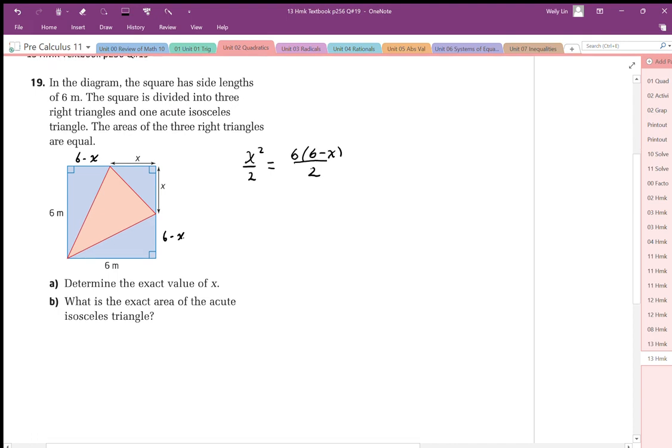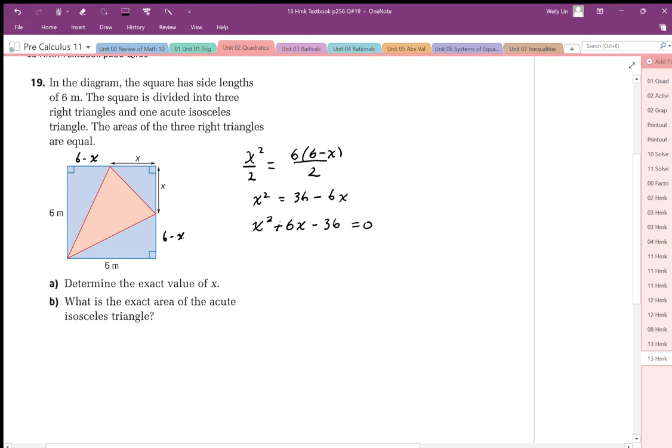So solving this then, I'm going to multiply both sides by 2. So I'm going to end up with x squared is equal to 36 minus 6x. And then solving this quadratic equation, I'm going to make it equal to 0. So plus 6x minus 36, and we're going to make that equal to 0.